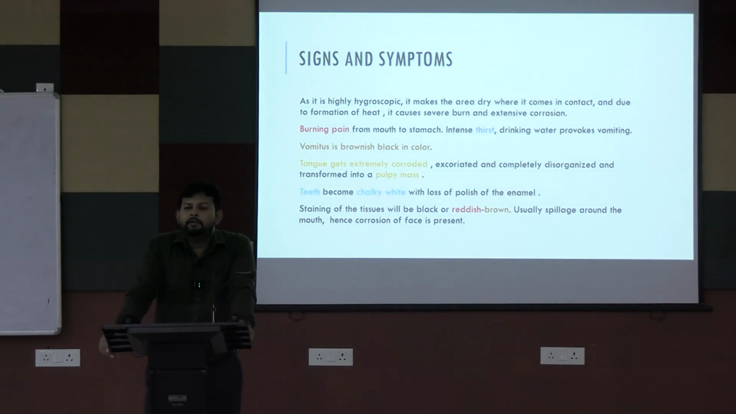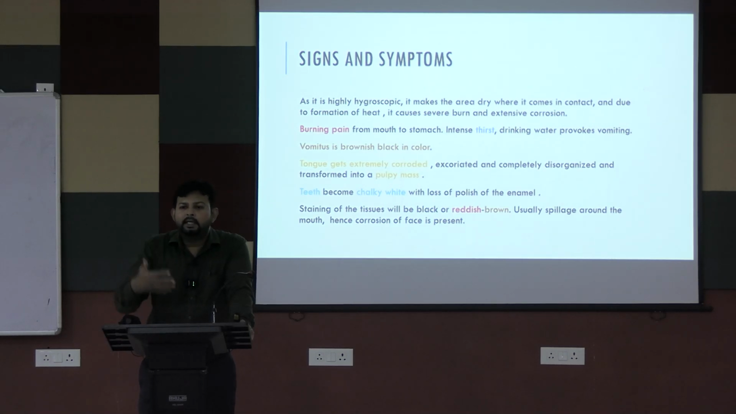Signs and symptoms, when you write in your exam, try to imagine a patient consuming acid. The acid will first go through the mouth and then to the stomach, so picture what can happen in that order and you can easily write these things. Very simple. First there will be burning sensation in the mouth, then intense thirst, and vomiting can occur. If one consumes an irritating or corrosive agent, it can precipitate vomiting. The color will be brownish black. The tongue gets corroded, there will be excruciating pain, and it will become like a pulpy mass.